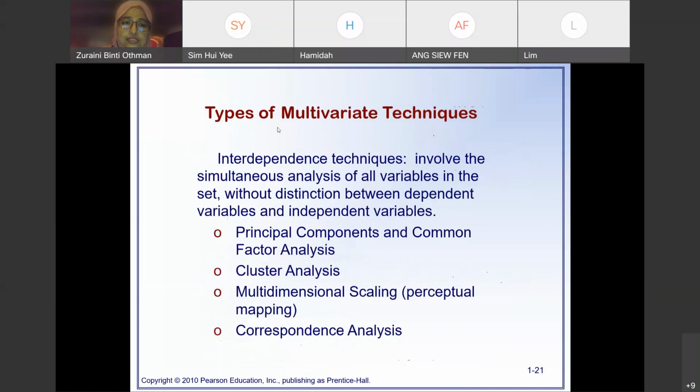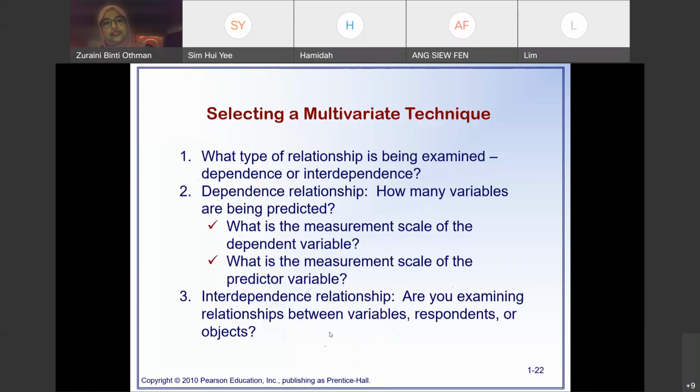Okay, then this is the type of multivariate technique for interdependence technique, which involves the simultaneous analysis of all variables in the set without distinction between dependent variable and independent variable. For example, principal component and common factor analysis, cluster analysis, multidimensional scaling, perceptual mapping, and correspondence analysis.